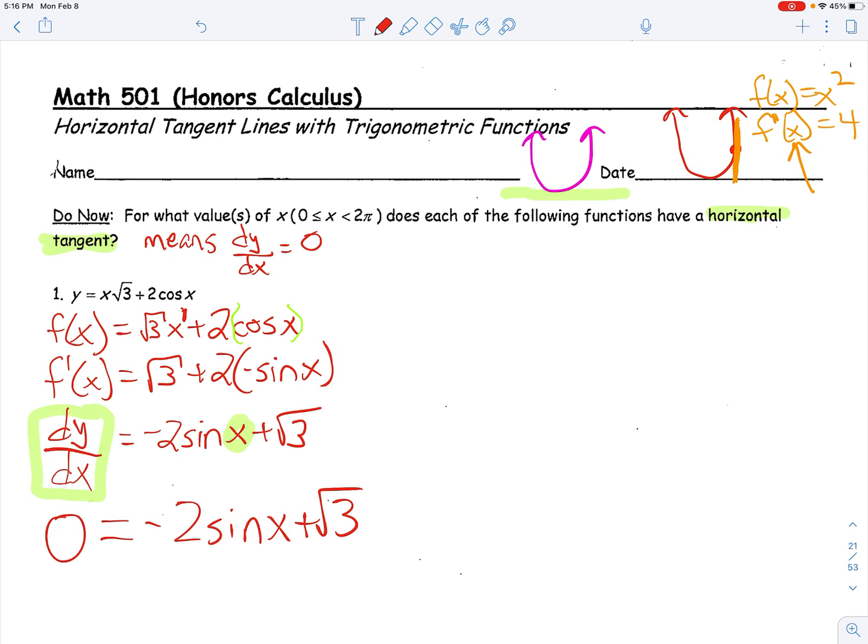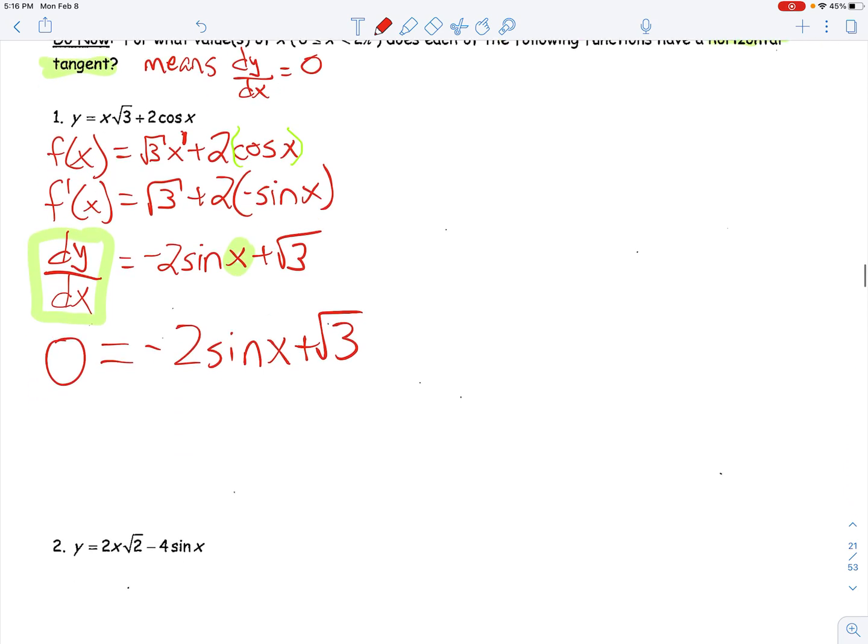Goes back to what I was saying before up here. We're not given the x. I'm giving you the slope. I'm telling you the slope is 0. At what x will negative 2 sine x plus radical 3 produce a slope of 0? So, I don't know how much you remember about trig equations. That's what we have here, a linear trigonometric equation.